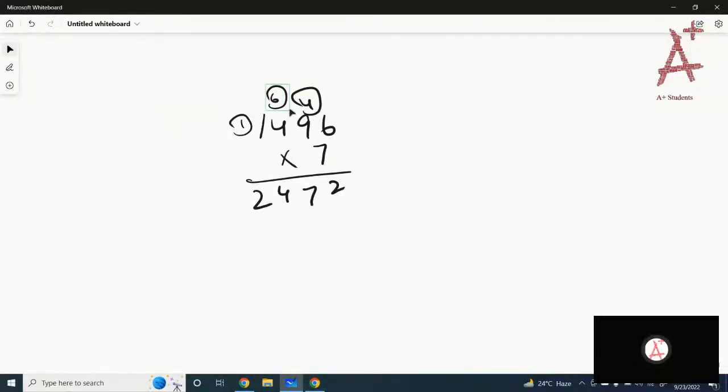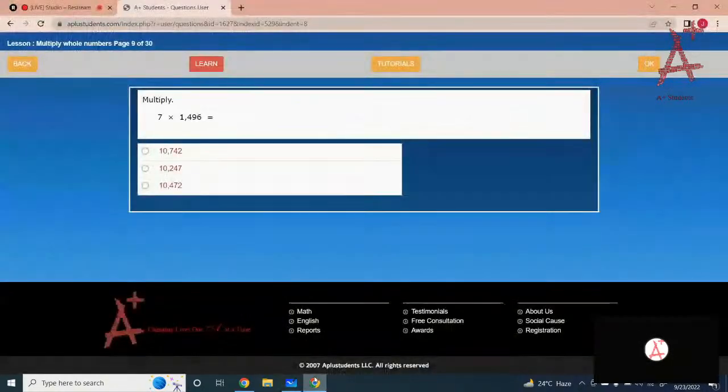7 times 6 is 42. 7 times 9 is 63, and 4 makes 67. Carry 6. 7 times 4 is 28, sorry. 7 times 9 is 63, and 4 makes 67. 7 times 4 is 28, and 6 makes 34. Write 4, carry 3, and 3 plus 1 is 4. It is 10,472. You don't have the correct option here.